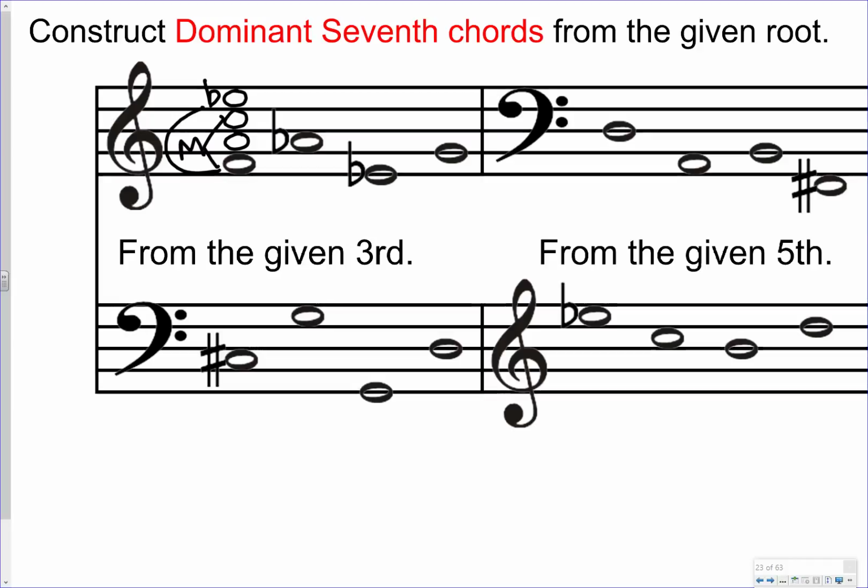Let's try one from the given third. The C sharp is the third. Let me put one below and two above. 1-3-5-7.